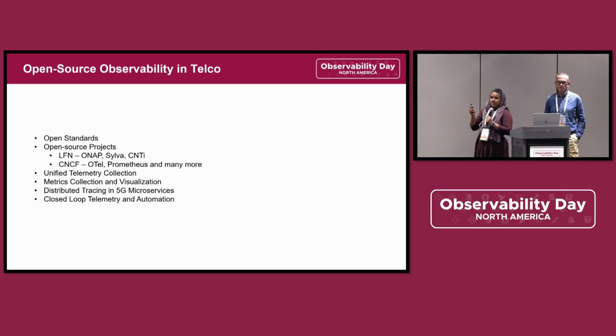So maybe let's take a quick look at how some of these things are coming together in 5G cloud native environments. Projects like OpenTelemetry provide us unified telemetry collection, and for example, Prometheus and Perses are projects which handle metrics and visualization. We have Jaeger providing distributed tracing, and the ONAP project under the Linux Foundation extends all of these things into closed loop automation.